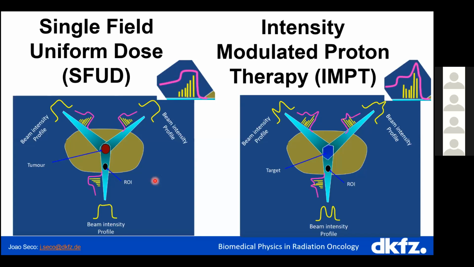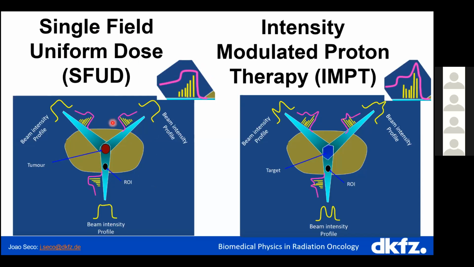Okay, so how do I deliver protons? I use two types of fields. I can either use a so-called single field uniform dose, or SFUD, and there I deliver a spread out Bragg peak, which is uniform, as I demonstrate here on this top right figure. And like this, I create 3 beams, for example, and I generate a uniform dose distribution.